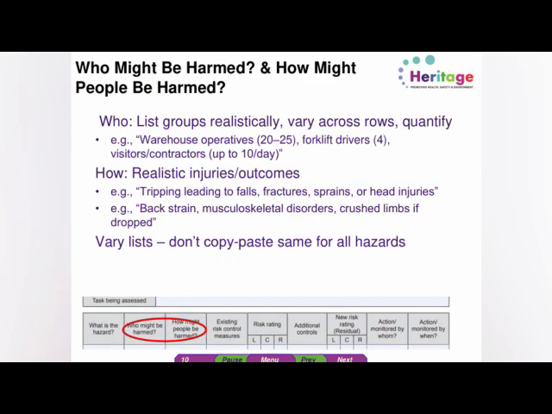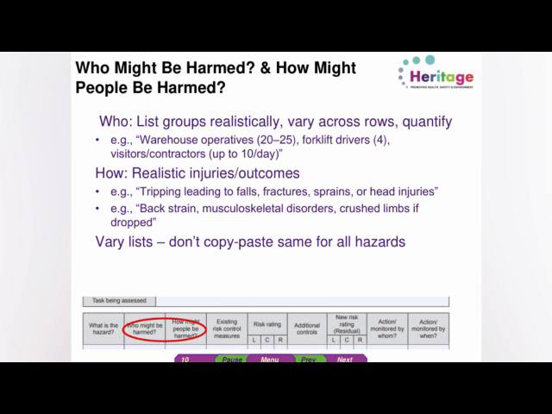Moving on to the next 2 columns, which together are worth 2 marks. Who might be harmed? 1 mark. Here you need to list the groups of people who could be affected. Be realistic and, where possible, include numbers. Good example: warehouse operatives, up to 25 people per shift. Forklift drivers, 4. And visitors or contractors, up to 10 per day.